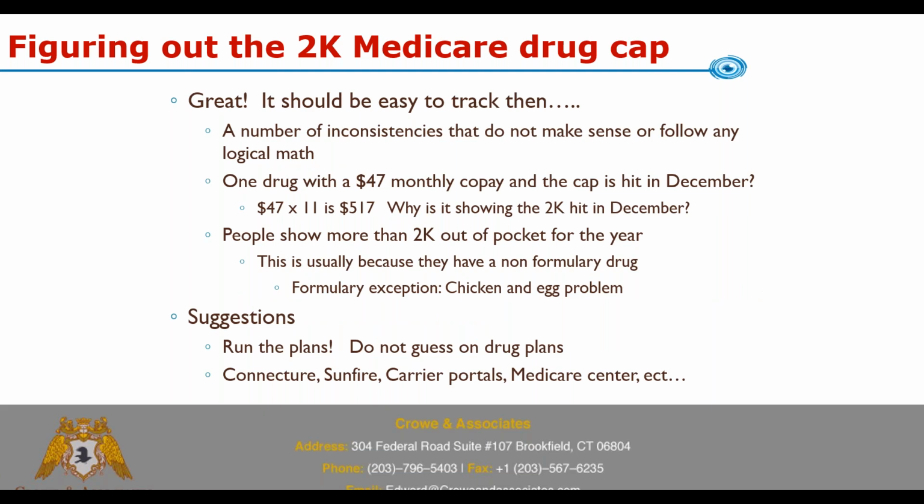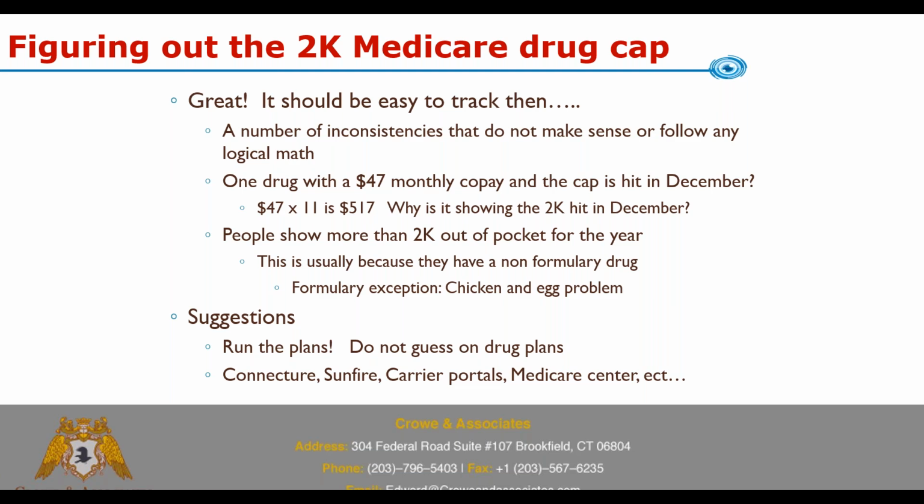Should be easy then to determine how much somebody will pay out for the year and why. It's easy to determine how much they will pay because you can run it again on Connecture, run it on Sunfire, run it on one of the carrier portals, and you'll see how much out of pocket they'll have. Now, explaining to them why is a little different story, and there's a lot of inconsistencies here that we just got to talk around as agents.